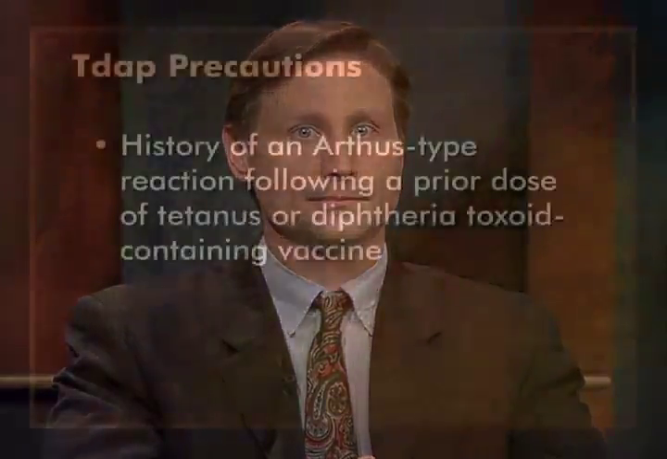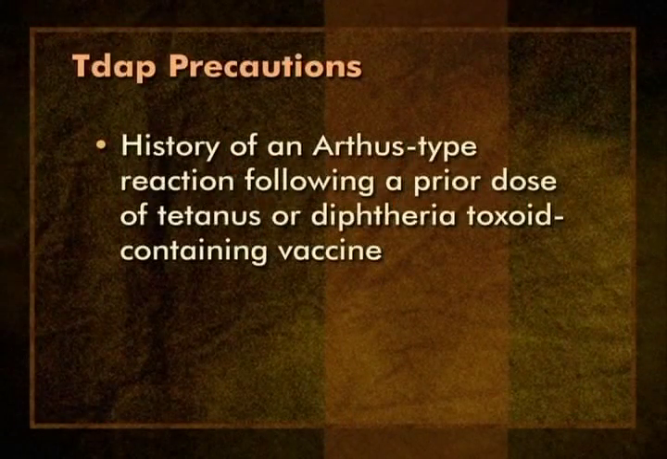In addition to contraindications, there are several precautions for Tdap. I will remind you that if a precaution is present, the decision to vaccinate must be made based upon a case-by-case risk versus benefit consideration. The first precaution is a history of a serious or exaggerated local reaction, also known as an Arthus-type reaction, following a prior dose of tetanus or diphtheria toxoid-containing vaccine.